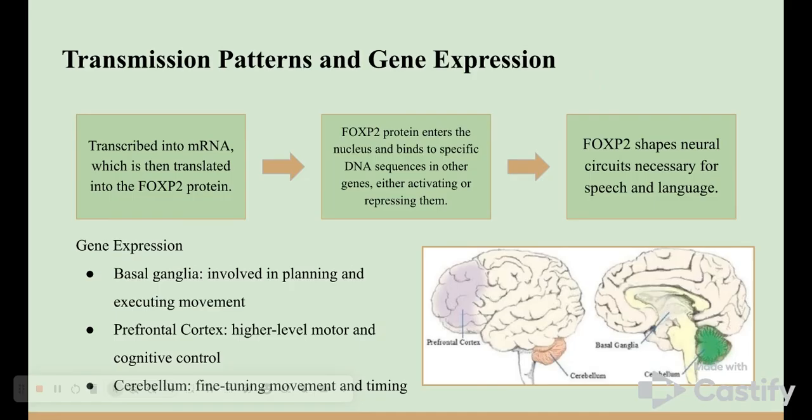In other words, when FOXP2 activates the right genes at the right time, the brain develops the pathways it needs for planning and producing speech. When this gene is expressed, it's expressed in several parts of the brain, including the basal ganglia, which is involved in planning and executing movement, the prefrontal cortex, which is involved in higher level motor and cognitive control, and the cerebellum, which involves fine-tuning movement and timing. And this image at the bottom shows exactly where these parts of the brain are.